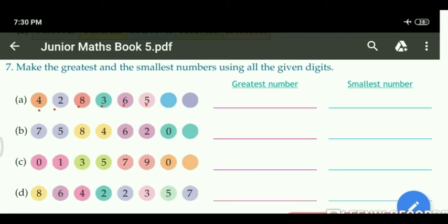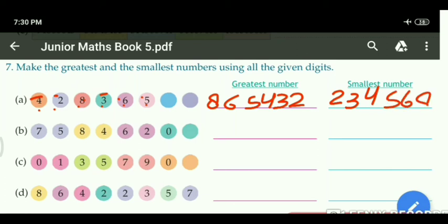So which is the greatest number here? Because here we have to find the descending order, 8 is the biggest, so right here 8. 8 after 6, 6 after 5, 5 after 4, 4 after 3, 3 after 2. Okay, the next number, the opposite of this one, will be 2, 3, 4, 5, 6, 8.